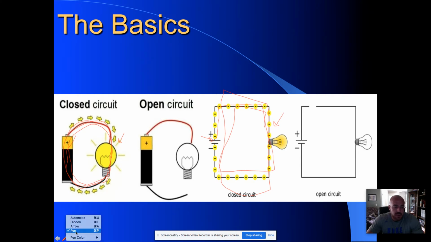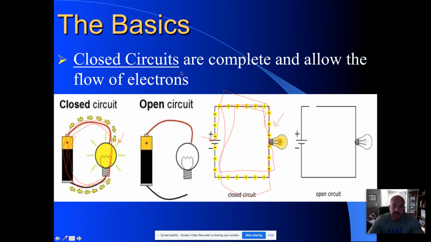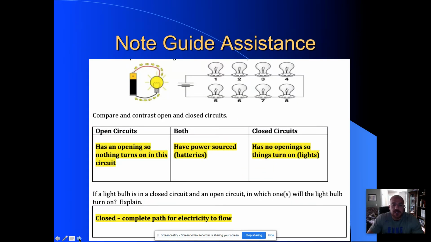And really, we didn't show it yet, but that's the definition of a closed circuit. Complete paths for the flow of electricity or electrons. How do we know? Well, there's no spaces or whatever's connected like the light bulbs do work. That's what we look for in a closed circuit. So make sure you fill out all of this.